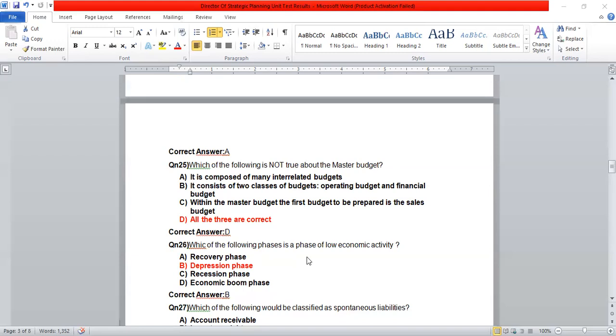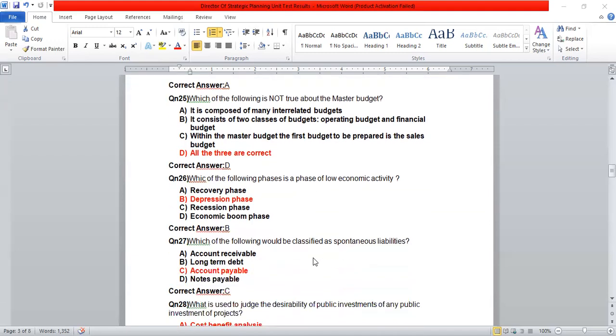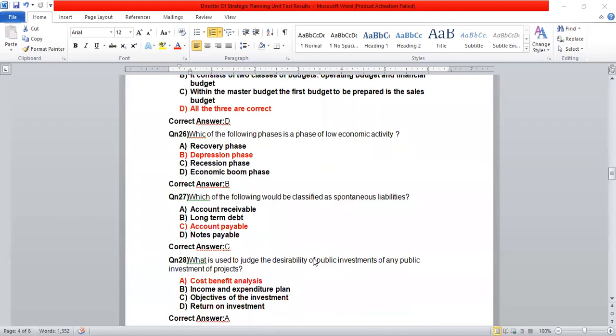Question 26. Which of the following phases is a phase of low economic activity? Recovery phase? No. Depletion phase? Yes. This is the right answer. Question 27. Which of the following would be classified as spontaneous liabilities? Accounts payable.